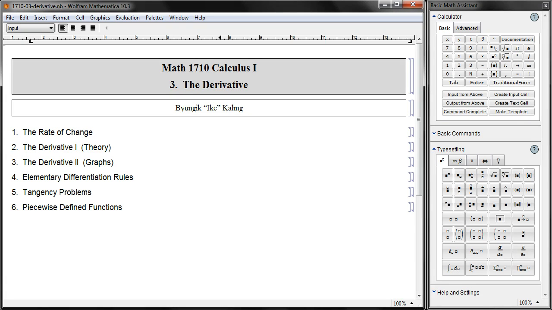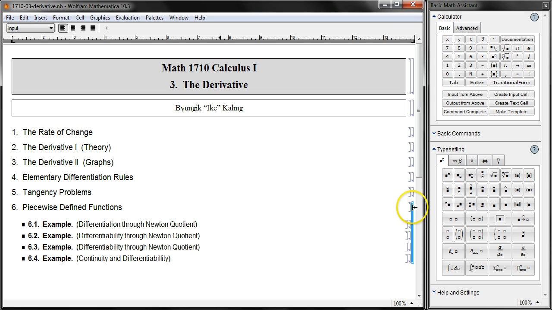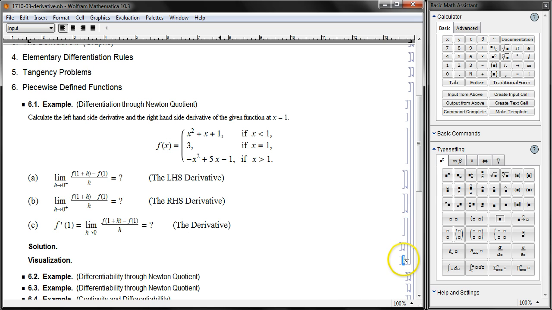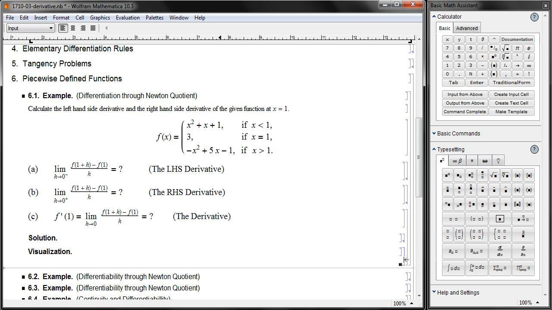Hello students, welcome back. In the previous video, we did the first half of piecewise defined functions. We went through this problem, left hand side and right hand side derivatives, and then we had this kind of visualization.